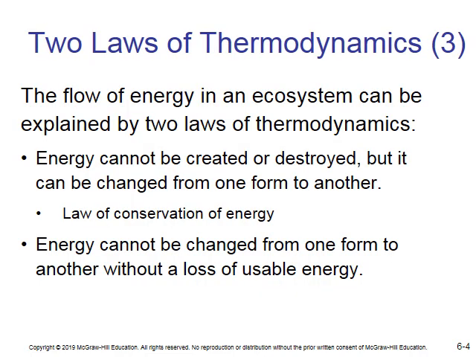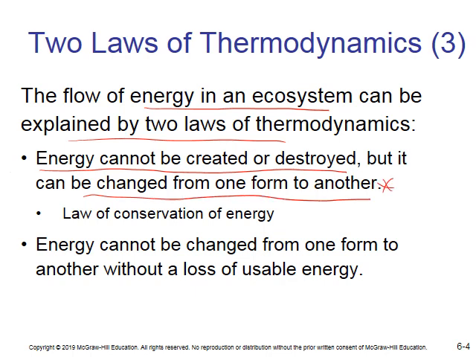Here are the two definitions. So the flow of energy in an ecosystem can be explained by these two laws. One, energy cannot be created or destroyed, but it can be changed from one form to another. And then energy cannot be changed from one form to another without losing some of that usable energy. And usually we see this in the form of heat.